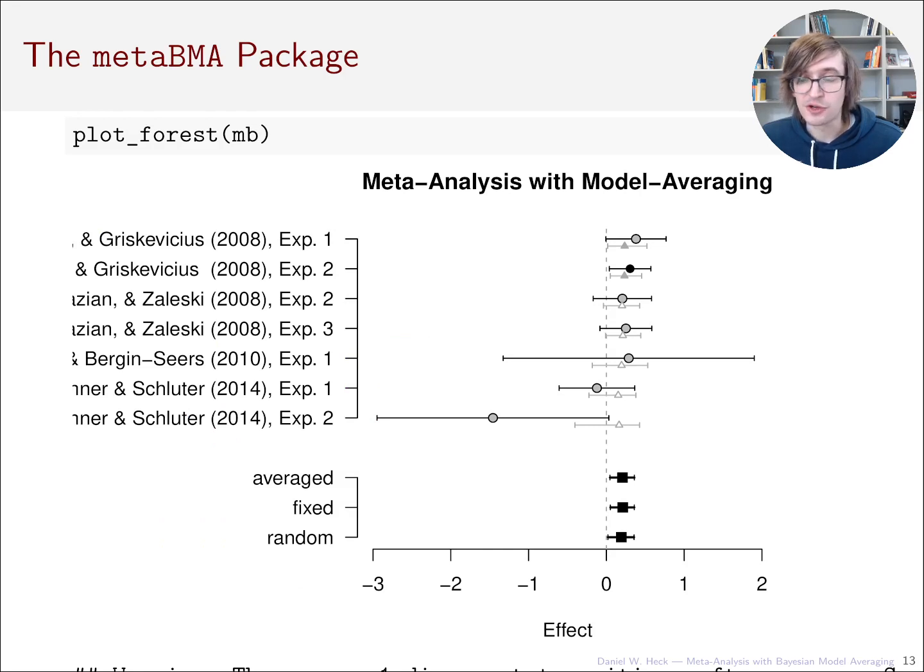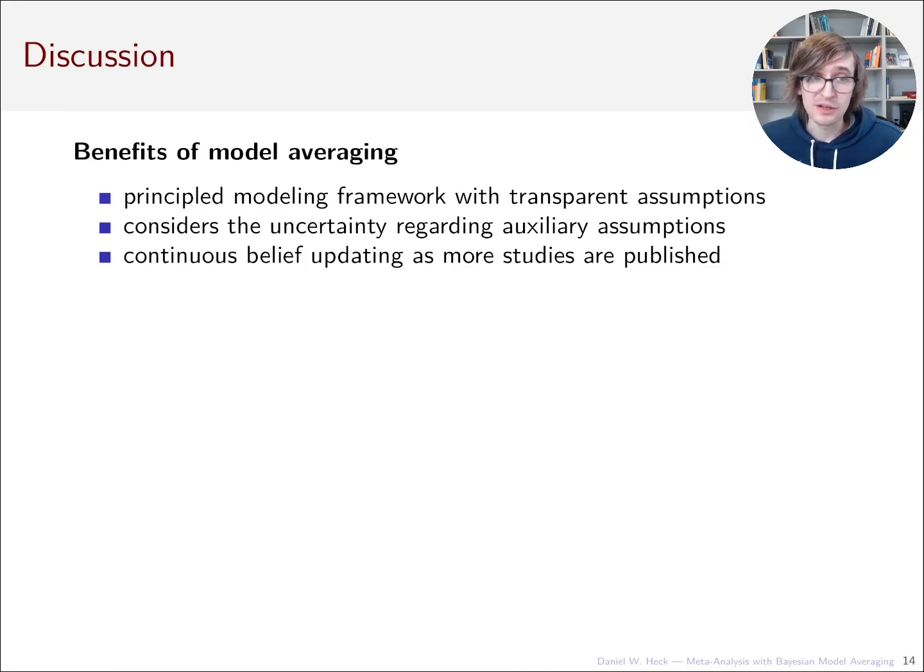Here you see also a forest plot where you have the descriptive effects as circles and as triangles the shrunken estimates for the studies, and you see that there's quite some shrinkage going on. So the model estimates that the effects are rather similar, even though descriptively the effects vary much more. On the bottom you also see the 3 estimates, fixed effects, random effects, and the averaged one, which is a combination of both.